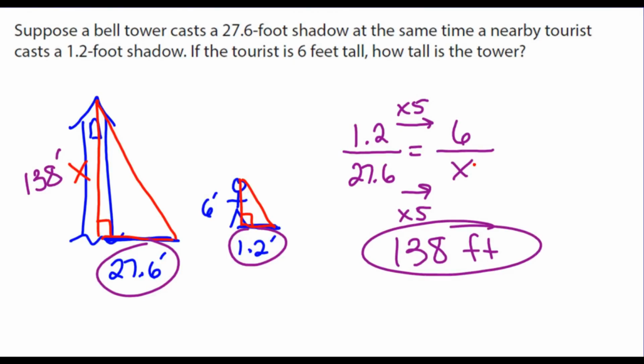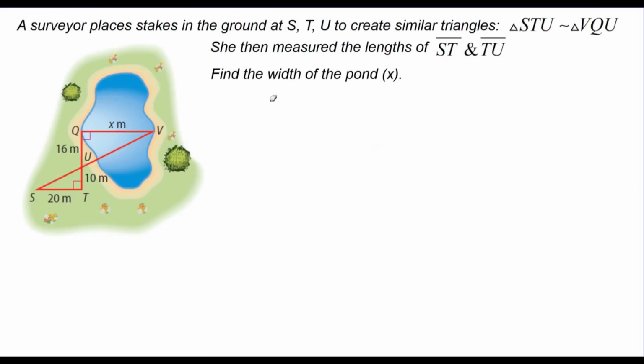tall. And again, that would have been quite difficult to measure directly. You'd have to climb all the way up there and have something long enough to measure that. But we used similar shapes and geometry to measure the bell tower indirectly. Here we can find distances on the ground as well. These are called surveying techniques. So a surveyor is a person that takes measurements of land and things like that.